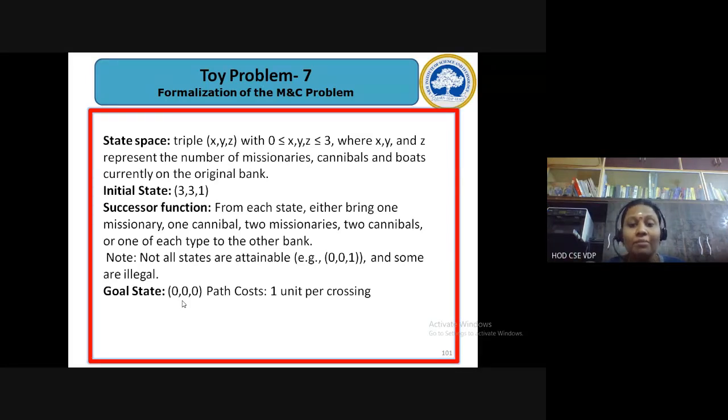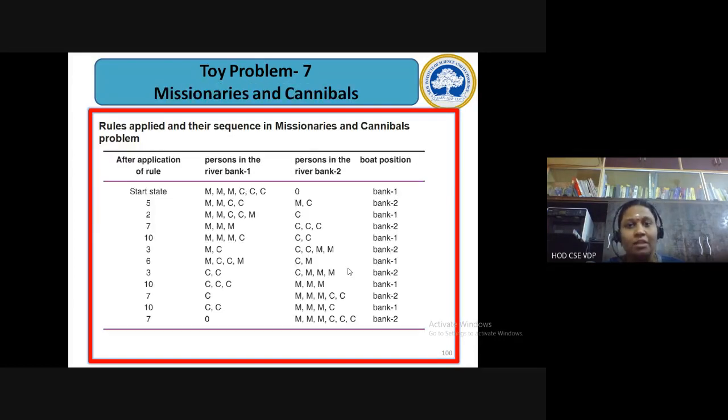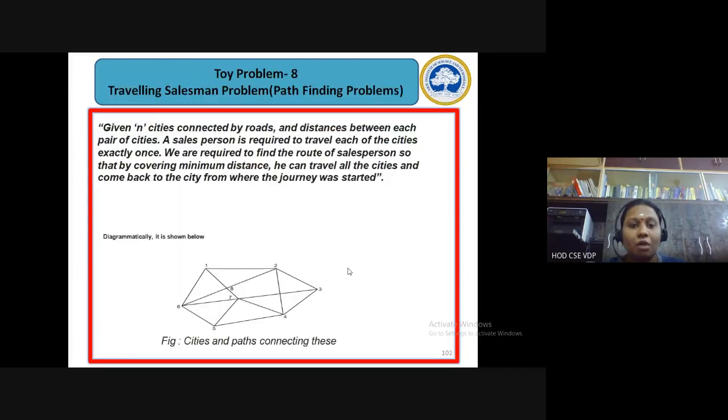Okay. And one thing you have to note, all possible states are not attainable. That is, a boat cannot go alone without any missionary or cannibal. Without anyone, you cannot go. So you have to avoid all the illegal states while you're listing down the actions. So that is all about the toy problem, that is toy problem 7. Okay. Moving on to the next problem. Again, we have seen this earlier in our data structures design.